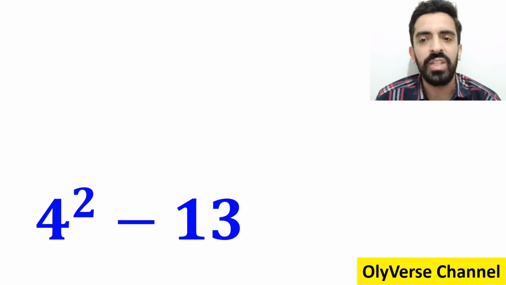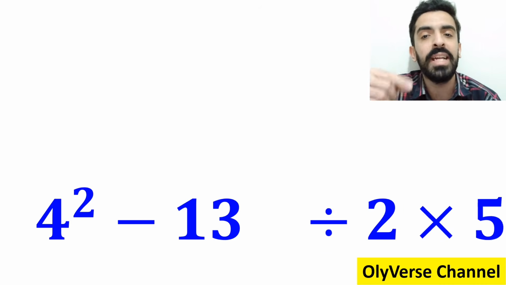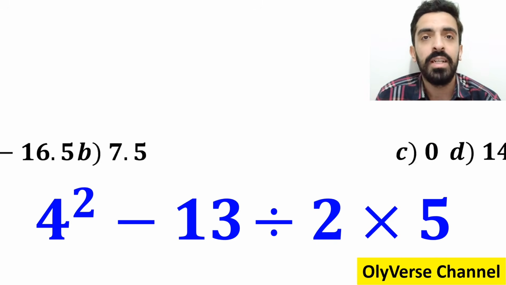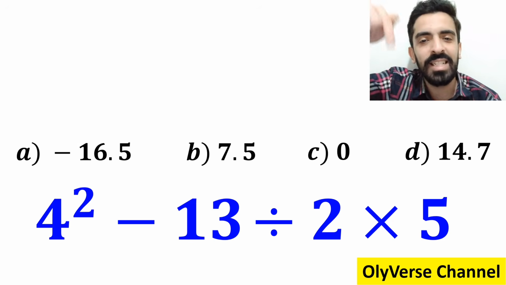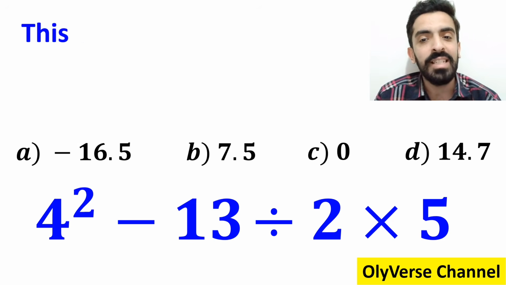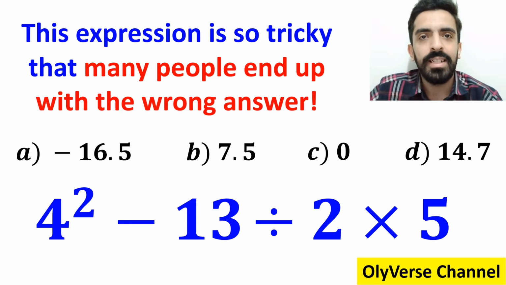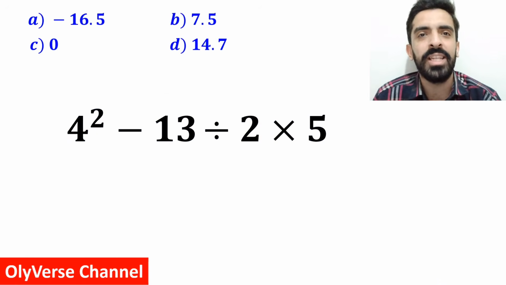What is the value of the expression 4 squared minus 13 divided by 2 multiplied by 5? Which option do you think is the correct answer to this question? This expression is so tricky that many people end up with the wrong answer. Let's go step by step and solve it together.